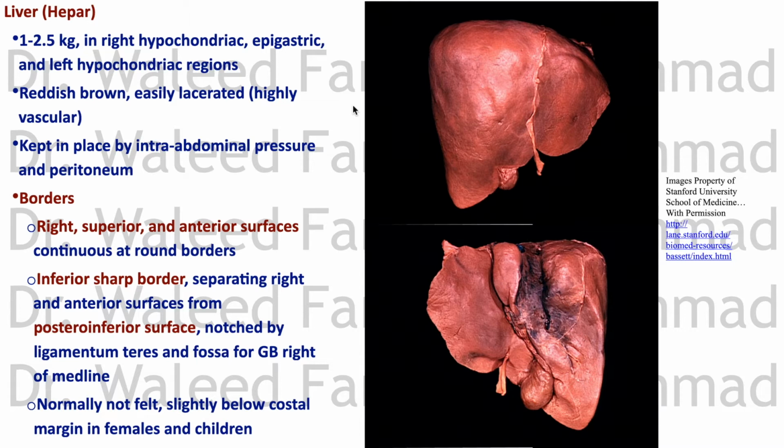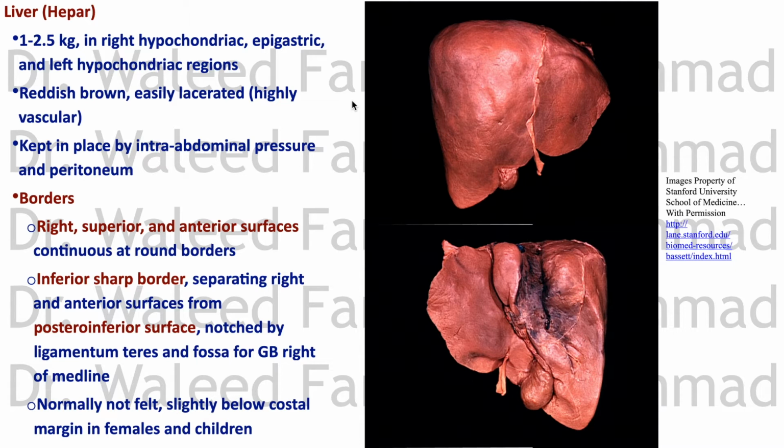It's kept in place by the peritoneal arrangement around it, because it's an intraperitoneal structure, plus the intra-abdominal pressure. So it sticks to the back of the abdomen and the sides of the abdomen mainly by the peritoneum and the abdominal pressure, of course, that keeps the organs in place.